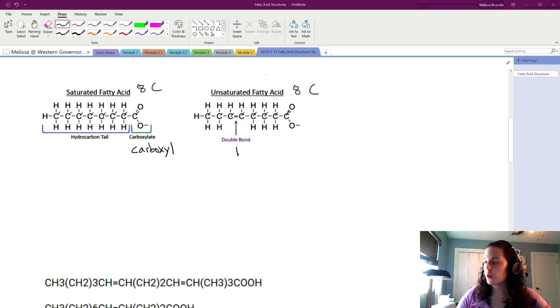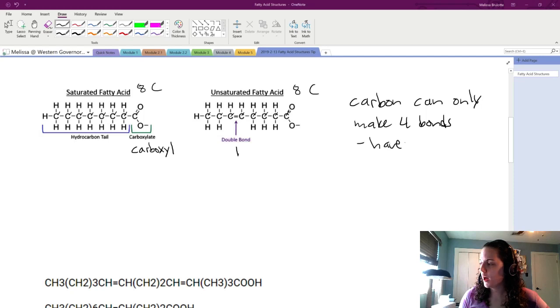But you might notice that while we have 8 carbons in both of these structures, we have a different number of hydrogens. And that's because of the bonding rules with carbons. Carbons can only make 4 bonds, and they have to make 4 bonds. And that's why we see that we'll lose hydrogens when we make a double bond, because we have to make room for that double bond. So let me show you what I mean.